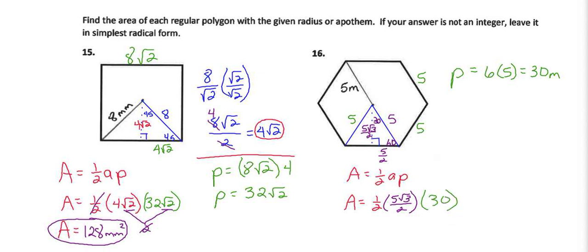Now, let's multiply all this together and see what our final answer would be. First of all, I might take this 2 and divide it into the 30. It goes 15 times. So in the numerator, I have 5 times square root of 3 times 15. So 5 times 15 is 75 times that square root of 3. And in the denominator, I'm left with 2, this 2 right here. And of course, when I multiply meters times meters, I'm going to get square meters. This is area, so it's going to be in square meters.